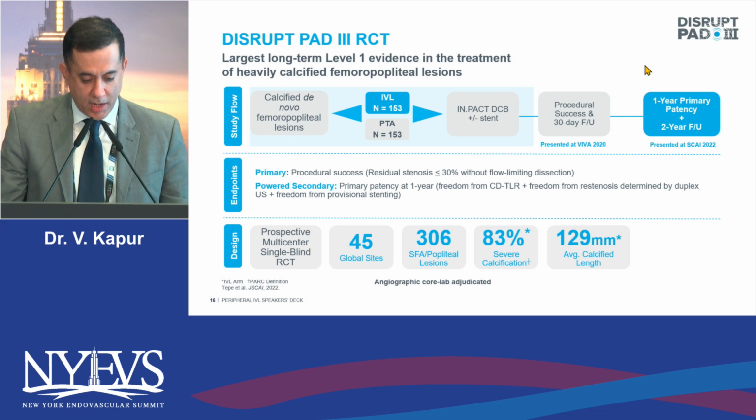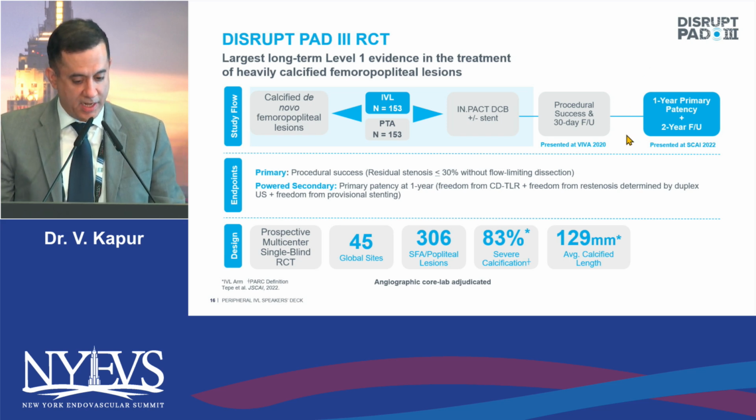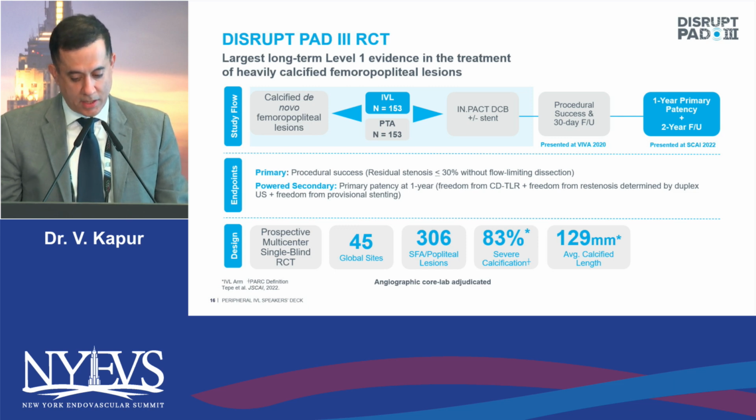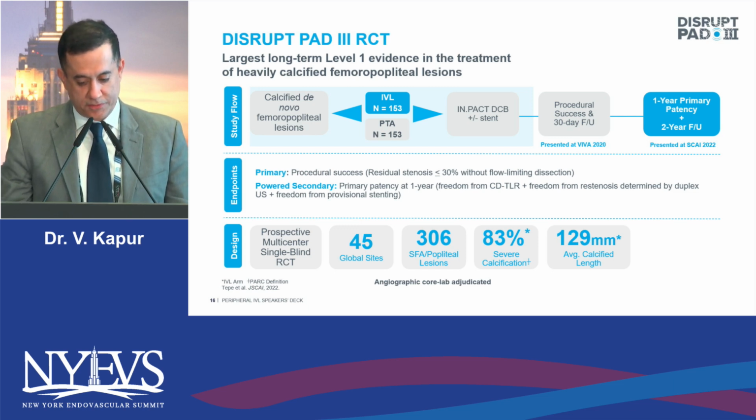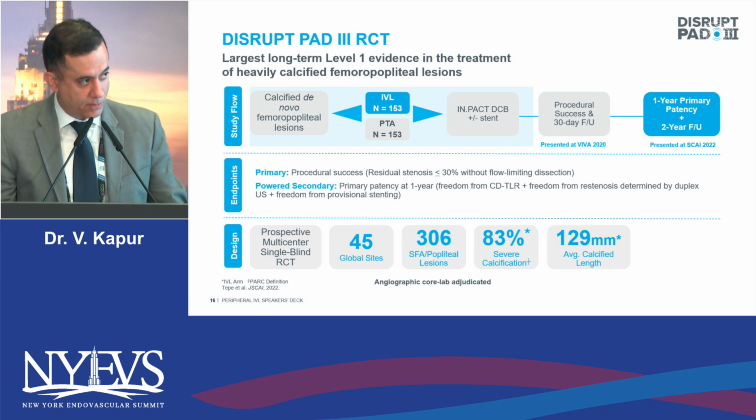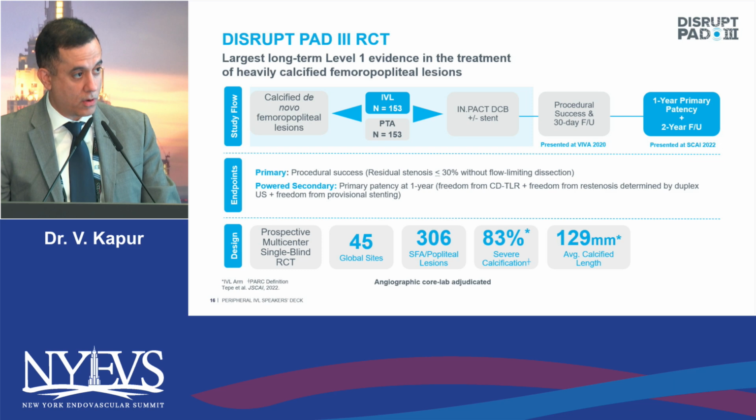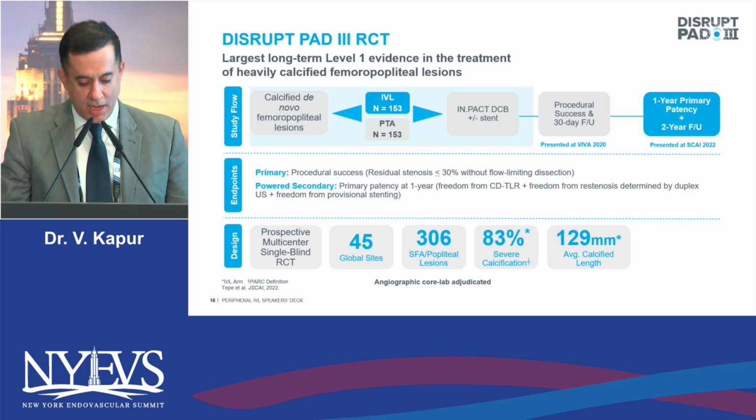The primary endpoint was procedural success, meaning restenosis rate less than 30%, and the secondary was primary patency at 1 year, which was freedom from CD-TLR, and of course restenosis. I'm sure now, like Dr. Parikh talked about, looking at harder and more specific endpoints is the goal.